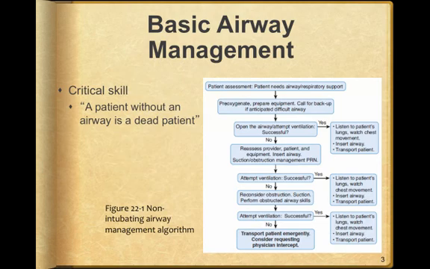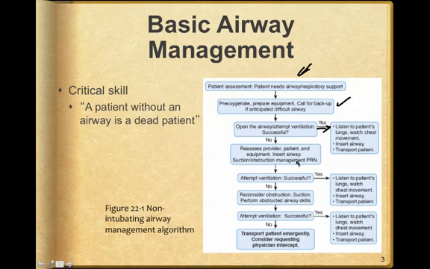So this is a general overview of basic airway management. It's a critical skill. The patient without an airway is a dead patient. This is figure 22.1, a non-intubated airway management algorithm. Essentially, as we're looking at this, you assess the patient and discover the need for airway and respiratory support. Pre-oxygenate, open the airway and attempt ventilation. Was that successful? If the answer is yes, then insert the airway and transport the patient. If no, reassess.